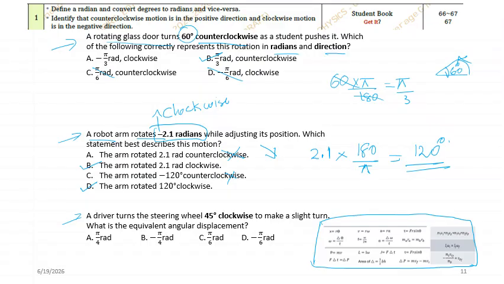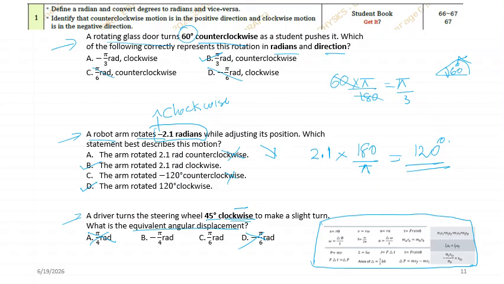A driver turns the steering wheel 45 degrees clockwise to make a slight turn. What is the equivalent angular displacement? You need angular displacement in radian. All the options are given in radian, but look, some options have negative and some do not. Before converting, how do you eliminate options? Look, it's clockwise. We know clockwise is negative. If negative, then I can remove this option as well as this option.